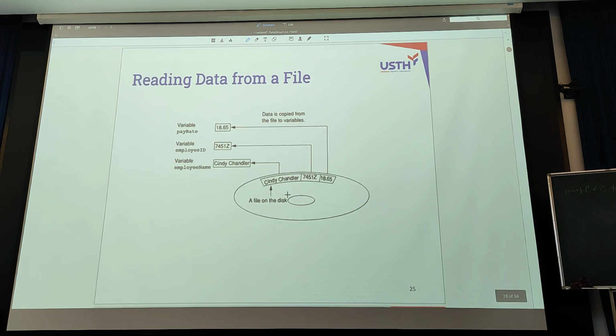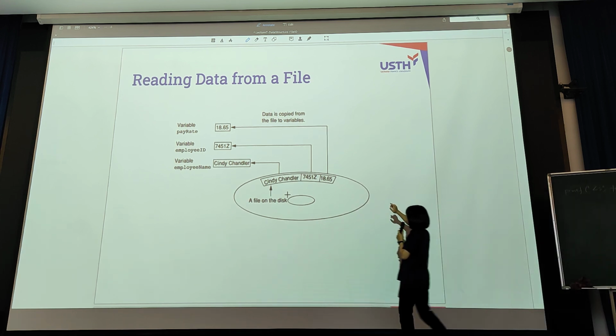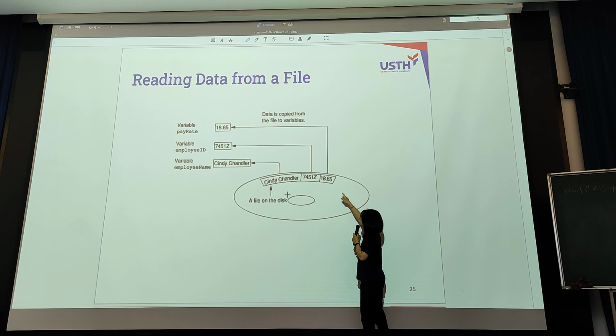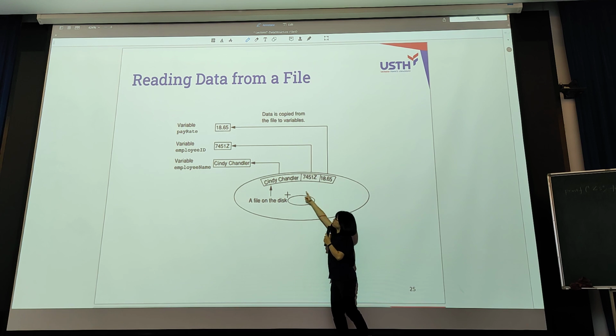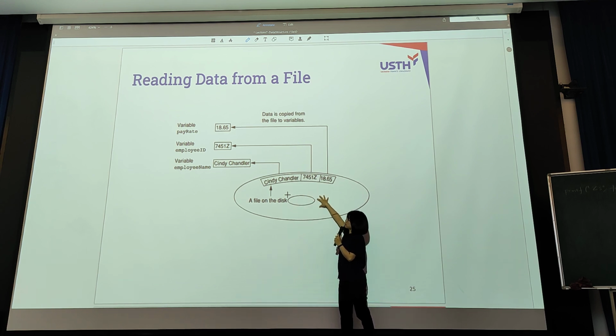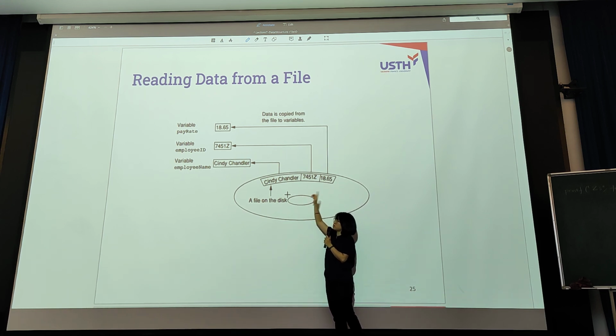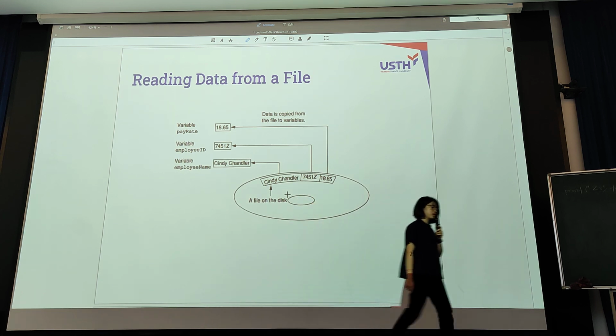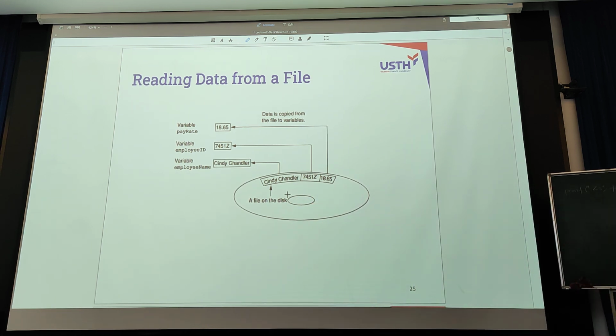Reading data from a file is the reverse. It's like we have a running program. You send the request: okay, I want to open the file at this position of the disk. Copy the value from the disk, and assign this value to some variable in the running program. It's called reading of data from a file.